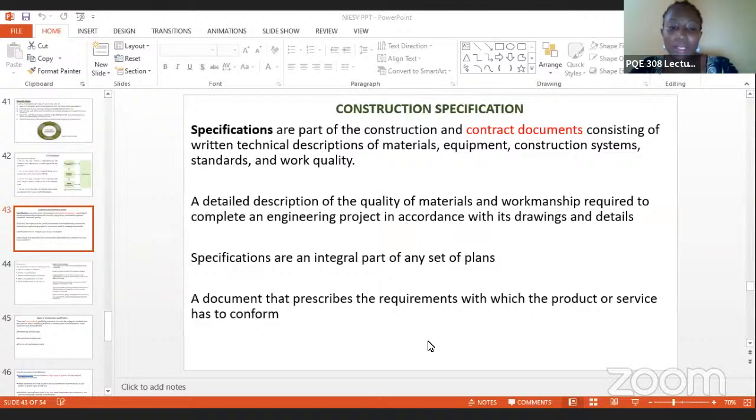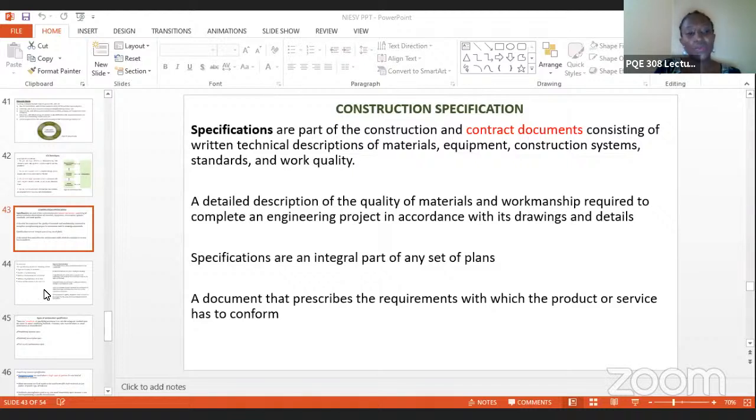Like I said, it's a document that prescribes the requirements with which the product or service has to conform. So I can just say specifications are, let me call them a guide, or a Bible that every project has to follow. The project must be done in conformity with what has been specified. You are not allowed to go out of it. It's a contract document, it is binding, should in case anything happens, you understand? So every work, every project has to follow the laid down specification.